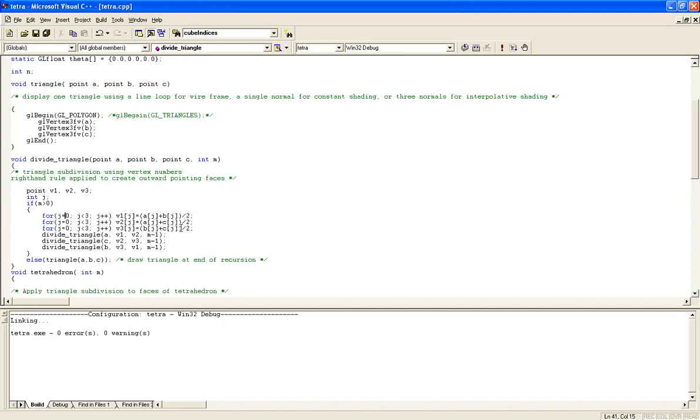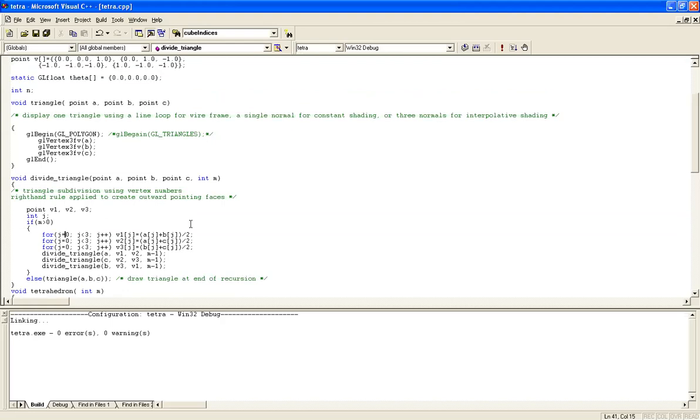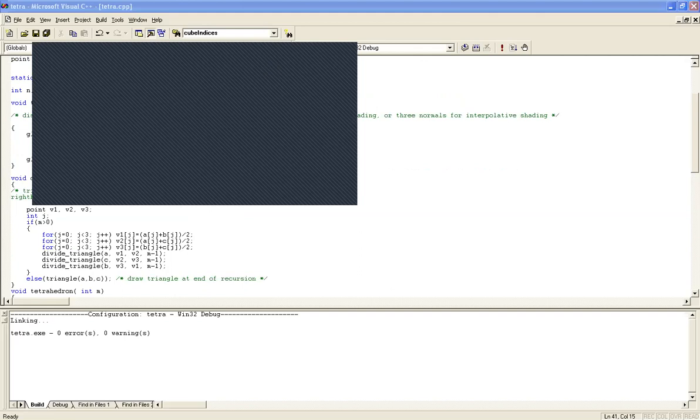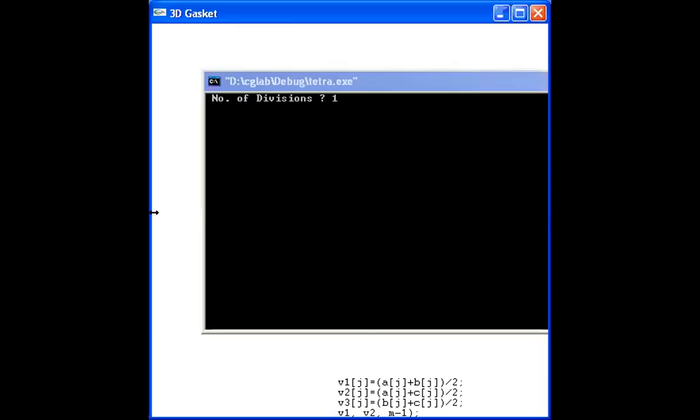But you people read the question very carefully. It is not a correct output. Let me run the program and show you the output. Yeah, if I enter the number of divisions as 1, let me share the screen for the output. Where is my output? Can anybody show me? Okay, 3D gasket. It is somewhat slow. Come on.